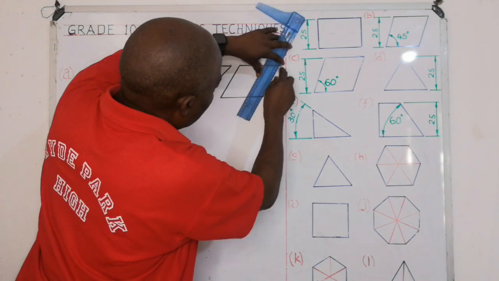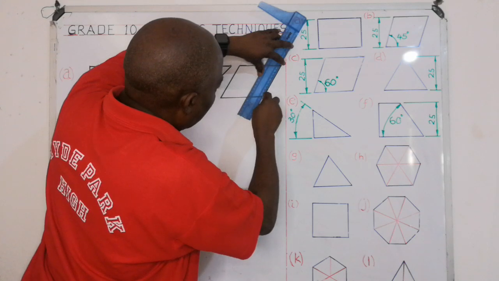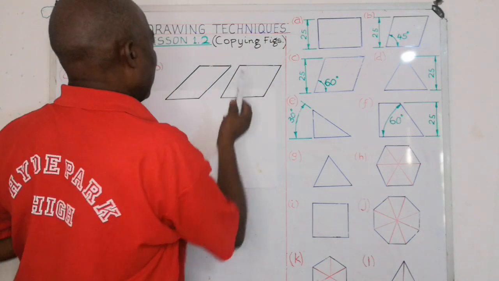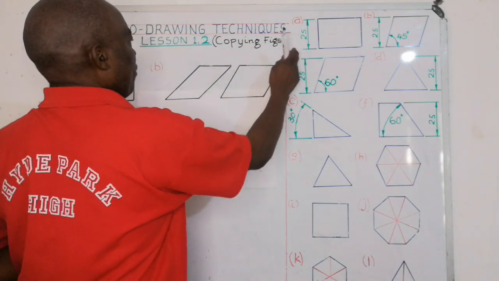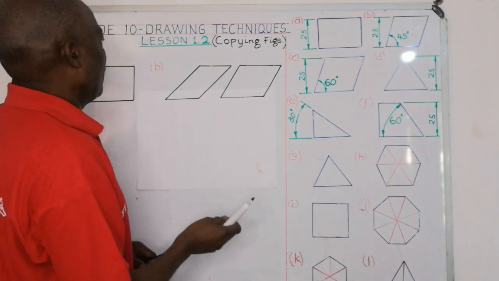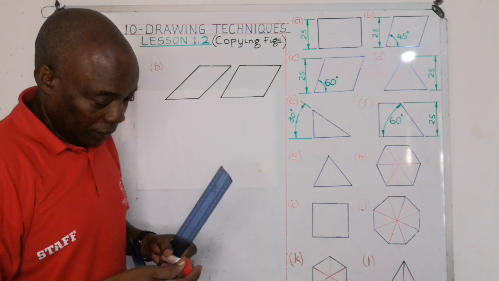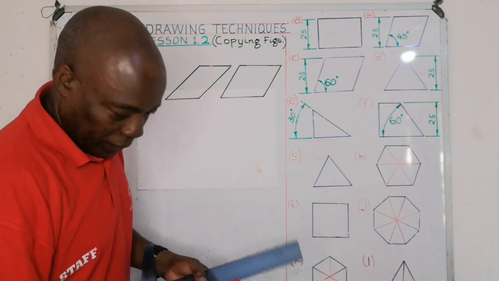If it were a square with all sides equal, it would be a rhombus. If one side is longer than the other, it would be a parallelogram. So that's the solution for number 3. That's how we go about it.